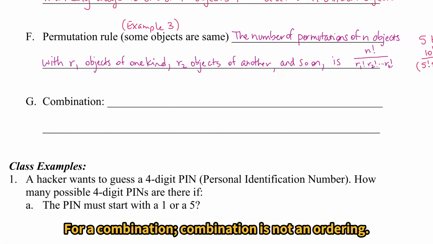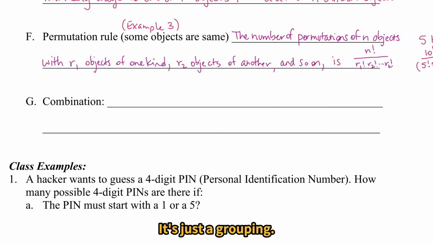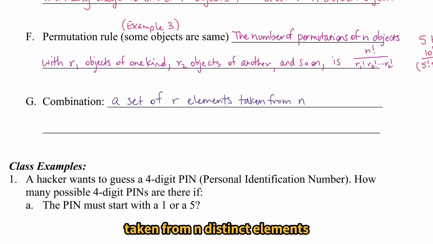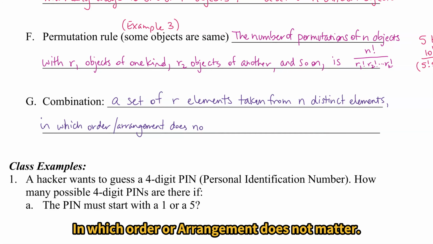A combination is not an ordering, it's just a grouping. A combination is a set of R elements taken from n distinct elements in which order or arrangement does not matter.